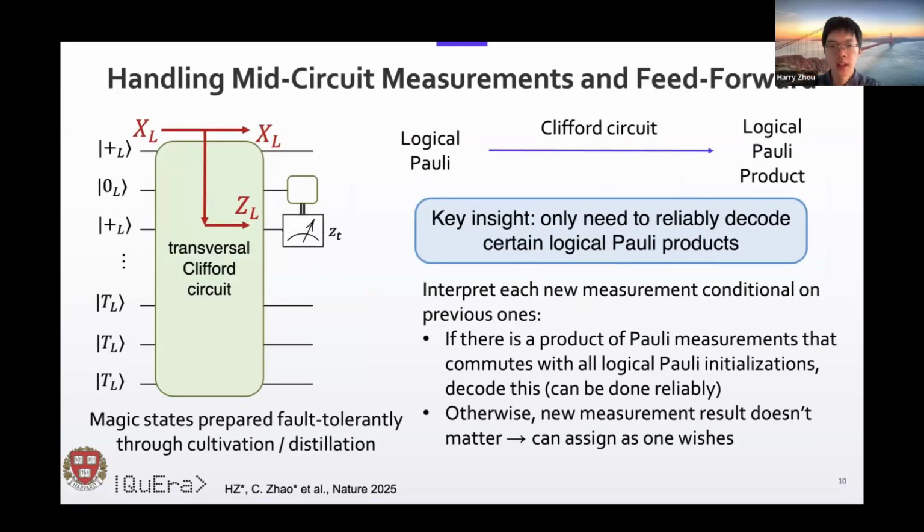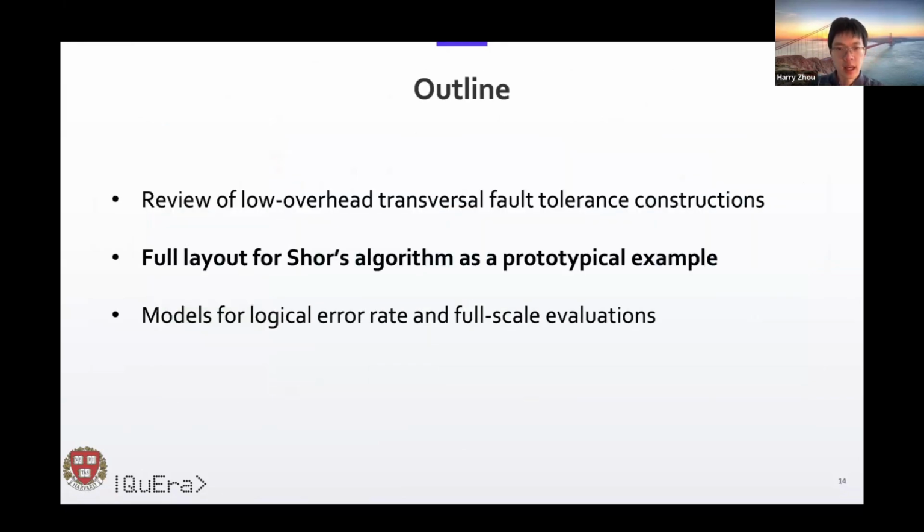And so with that, the conclusion basically is that in this setting where we're preparing magic states fault tolerantly through this cultivation and distillation procedure, every Clifford gate in the Clifford portion that we're executing here actually only needs to have a single syndrome extraction round following it. And so with this, we wanted to proceed and see what the implications of this really are when we lay out a complete algorithm. In this case, we'll take one of the standard things that people tend to look at, which is Shor's algorithm, as a prototypical example for this analysis.